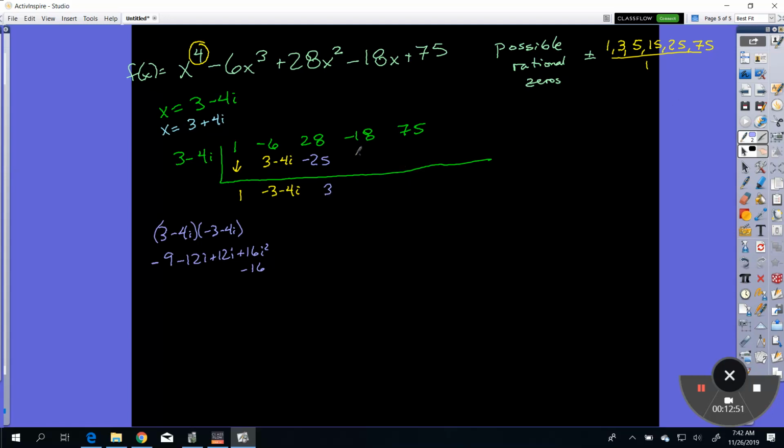So that's 9 minus 12i. So negative 18 and 9 make negative 9 minus 12i. So now we've got to take that and we've got to multiply it by 3 minus 4i. So 3 times negative 9 is negative, 3 times negative 12i.